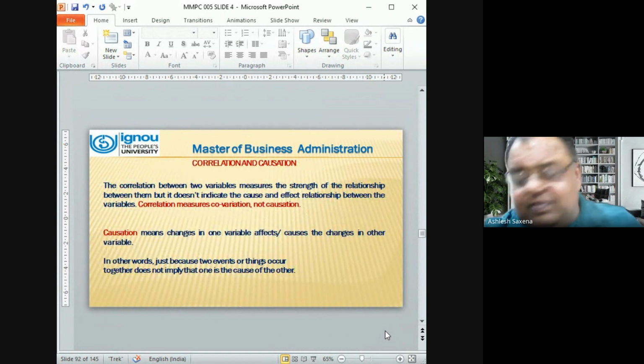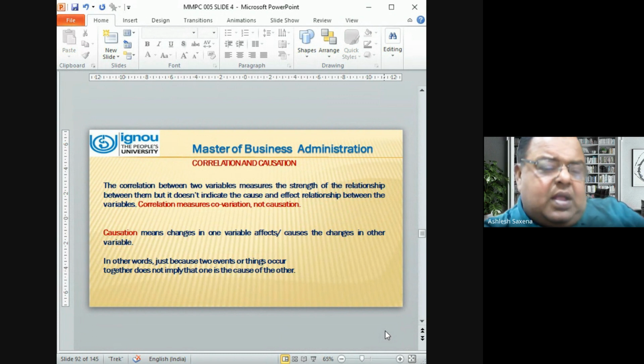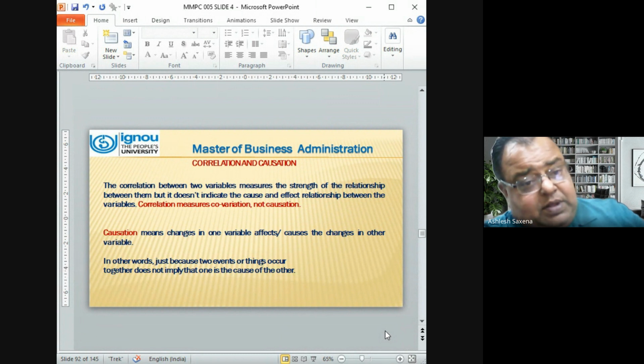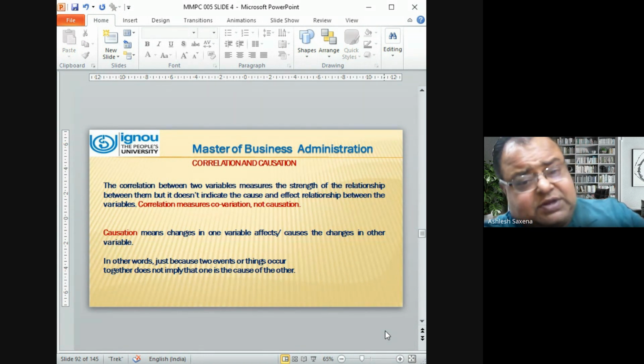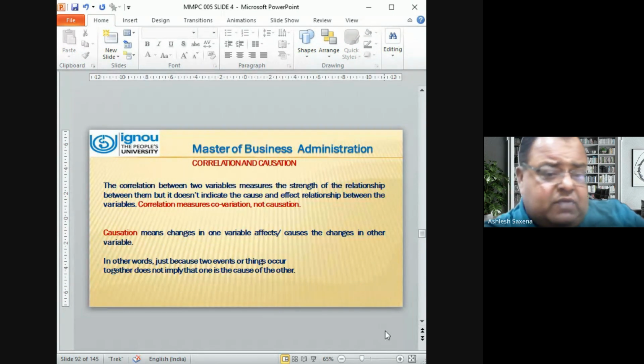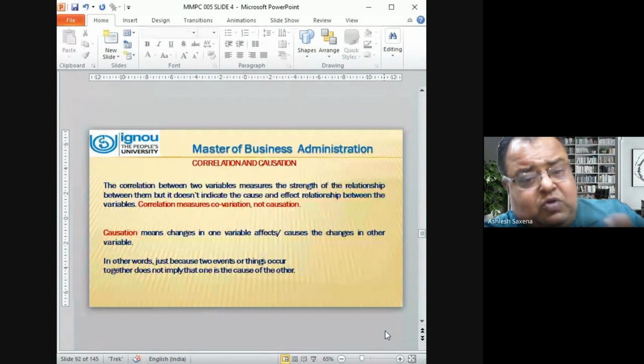Correlation and causation. Correlation between two variables measures the strength of the relationship between them, but it does not indicate the cause and effect relationship between the two variables. Correlation measures covariation, not causation. Causation means a change in one variable affects or causes the changes in the other variable. In other words, just because two events or two things occur together does not imply that one is the cause of the other.